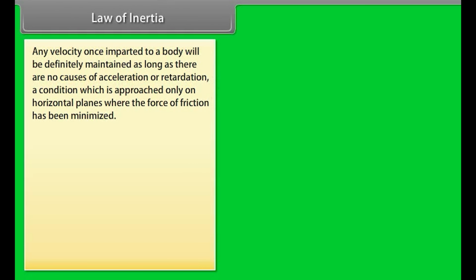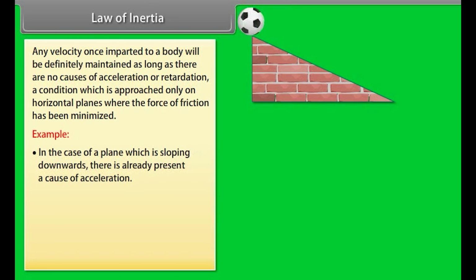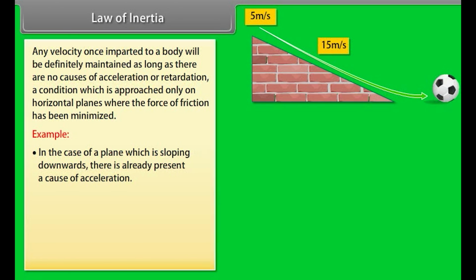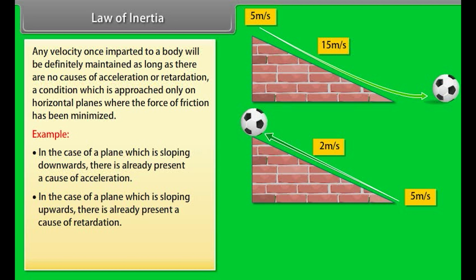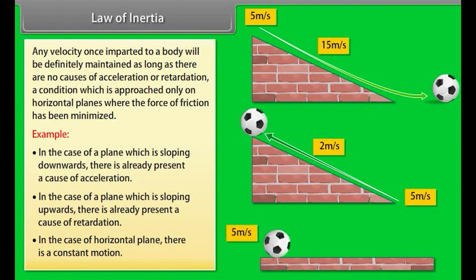Any velocity once imparted to a body will be definitely maintained as long as there are no causes of acceleration or retardation, a condition which is approached only on horizontal planes where the force of friction has been minimized. Let us take an example. In the case of a plane sloping downwards, there is already present a cause of acceleration. In the case of a plane sloping upwards, there is already present a cause of retardation. In the case of a horizontal plane, there is constant motion.